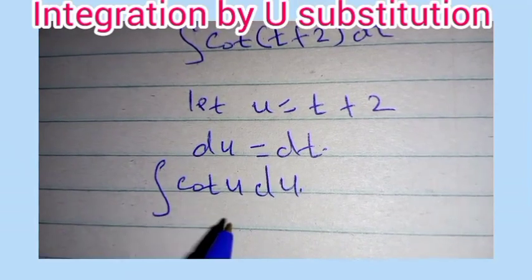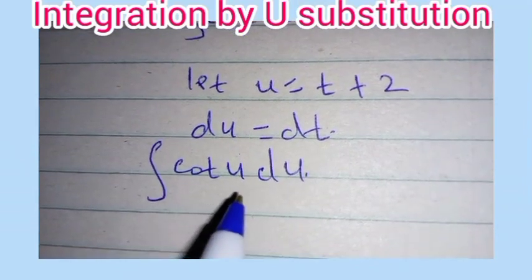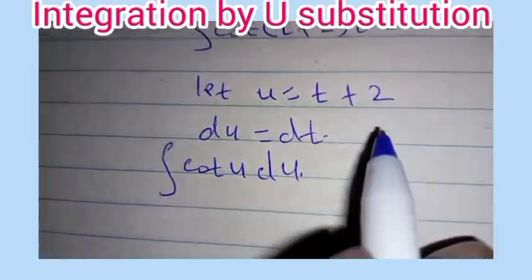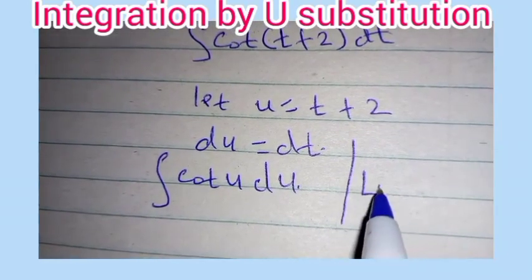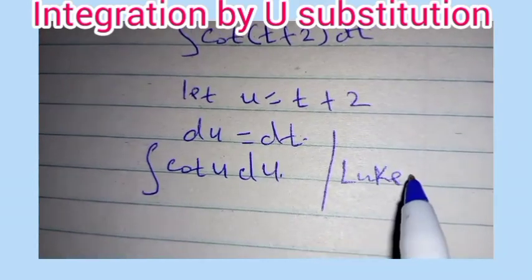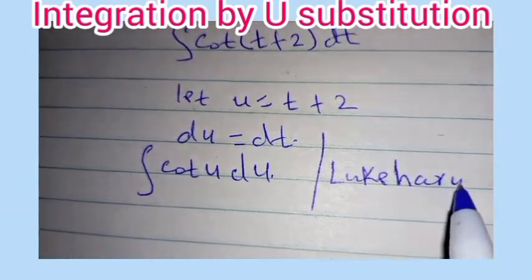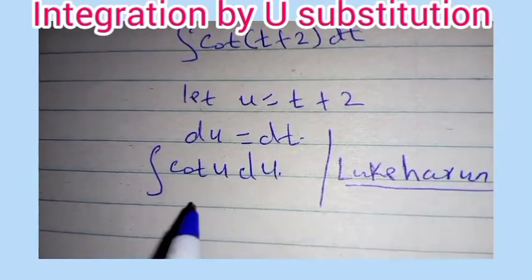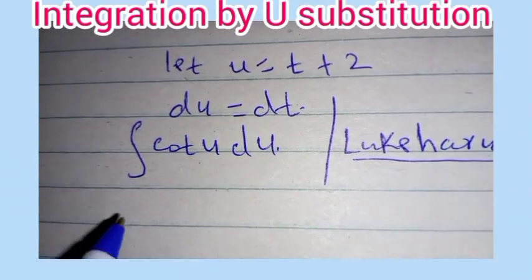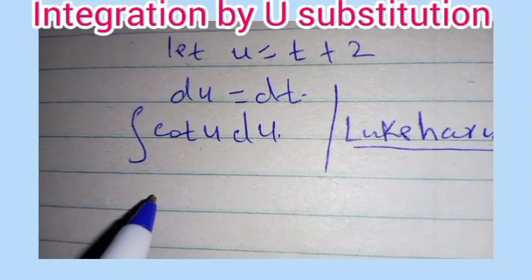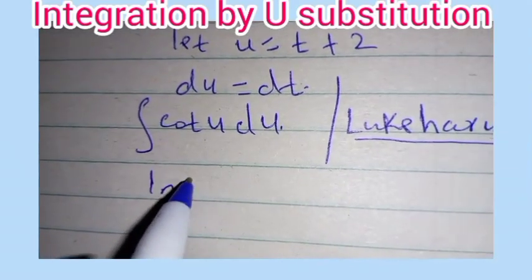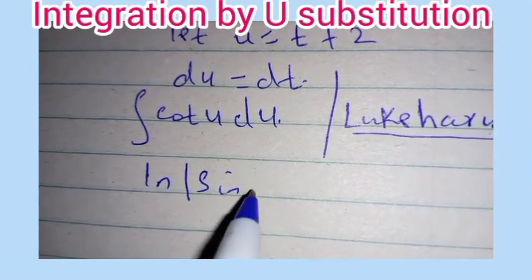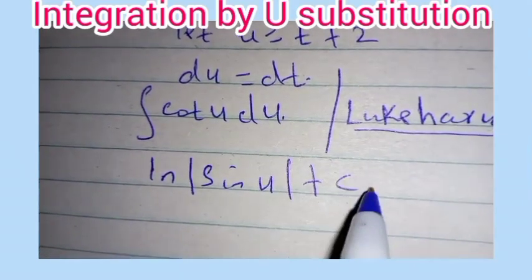Now, also on how to integrate cot of u, I have already done the study. You can check in my YouTube channel at Luke Aaron 1. I will also provide the link below so that you can see how we integrate cot of u. So when you integrate cot of u, the result will be natural logarithm of sine of u plus constant c.